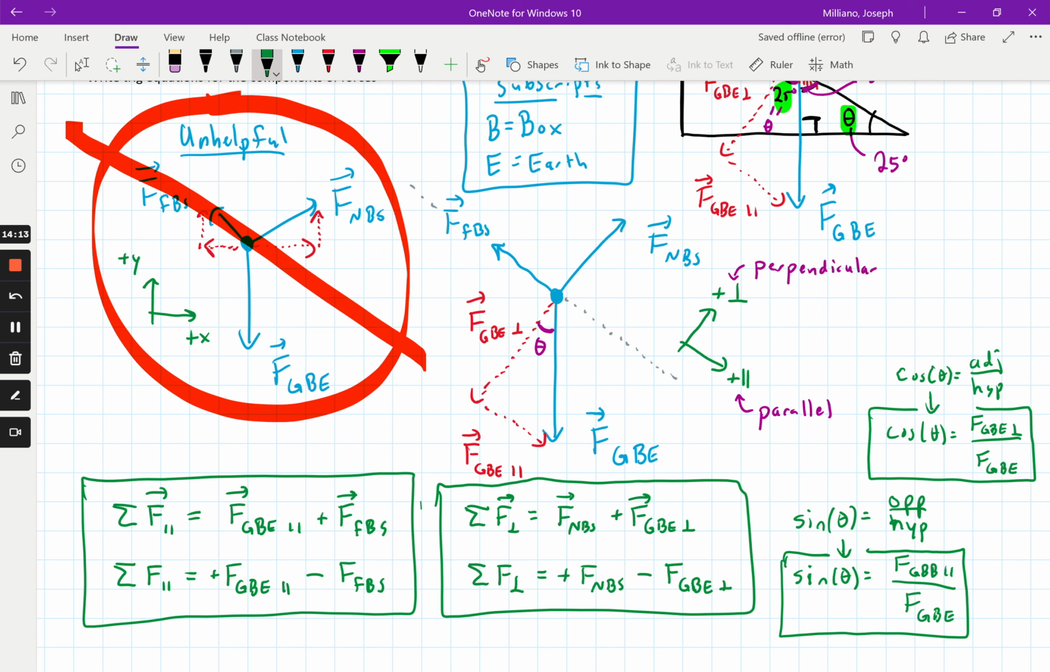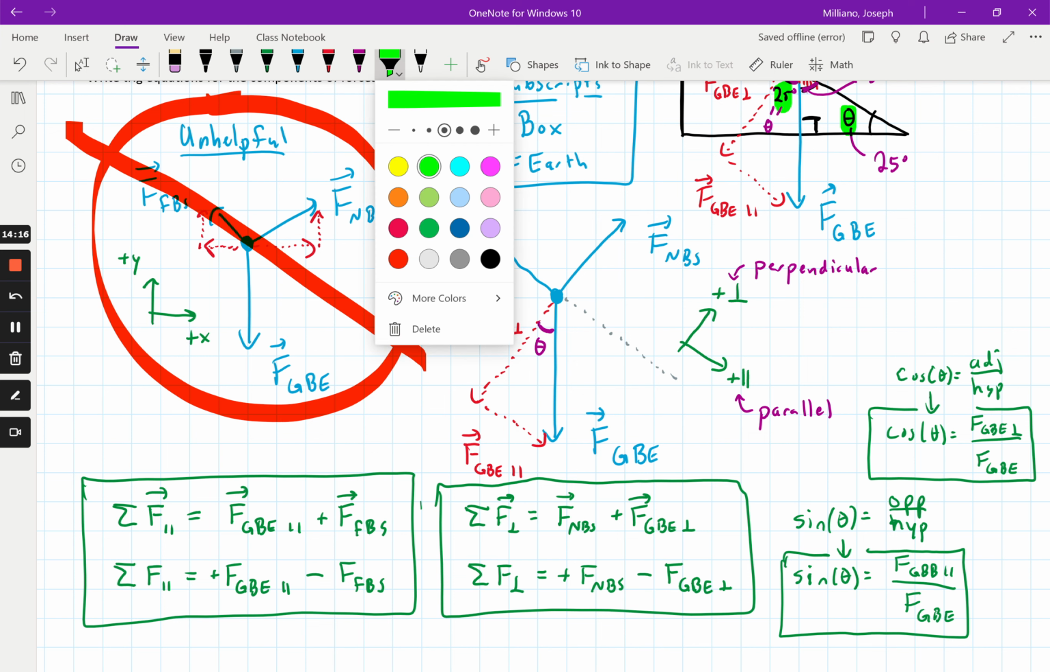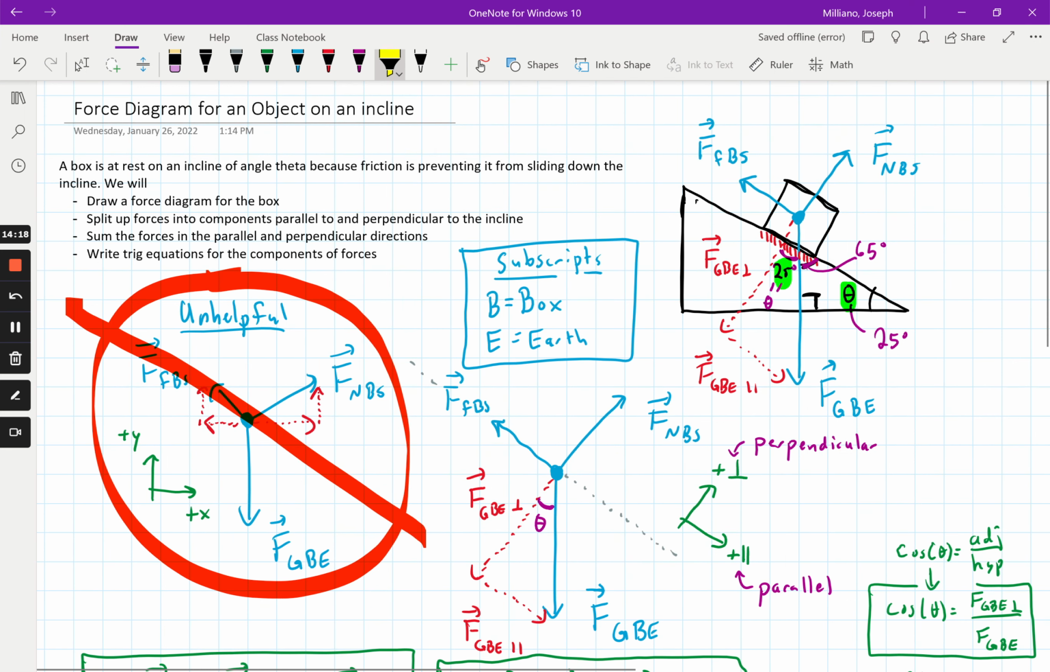Let's summarize real quick what we did so we can get a big picture takeaway. We drew a force diagram for this scenario here, and we broke things up into components, which is what we've been doing for a little while now. The new piece is that the components we chose to draw weren't horizontal and vertical components, but rather they were components parallel to and perpendicular to the incline. So that's really the one new piece of information: when doing problems on inclines, you want to break forces up into components that are parallel and perpendicular to the incline rather than x and y components.